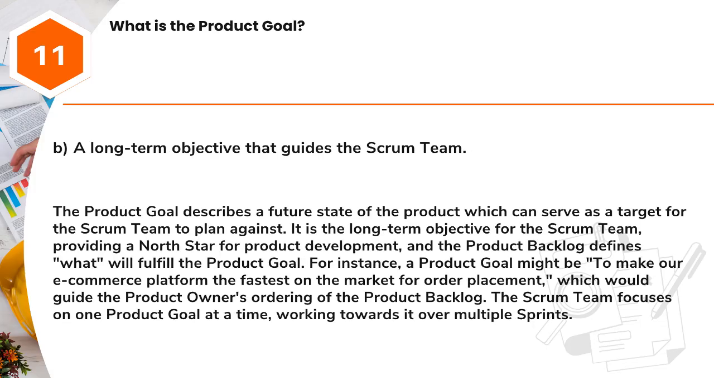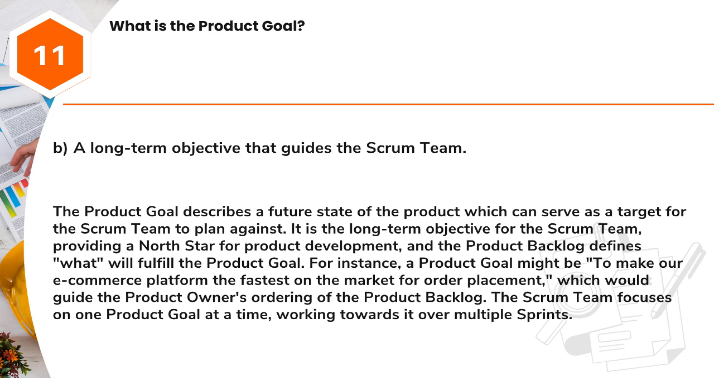Answer: B. A long-term objective that guides the Scrum team. The product goal describes a future state of the product which can serve as a target for the Scrum team to plan against. It is the long-term objective for the Scrum team, providing a North Star for product development, and the product backlog defines what will fulfill the product goal.